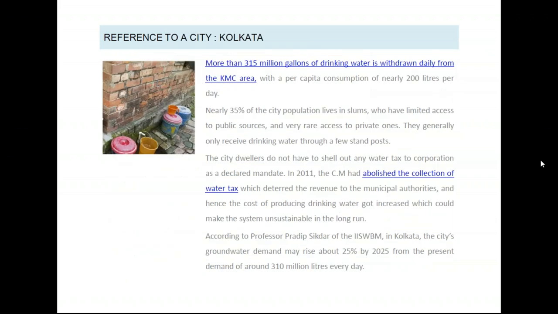This groundwater exploitation is a serious problem for a city like Calcutta. It will create soil instability as well.